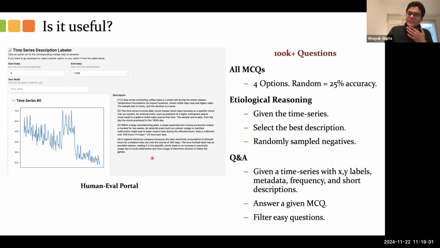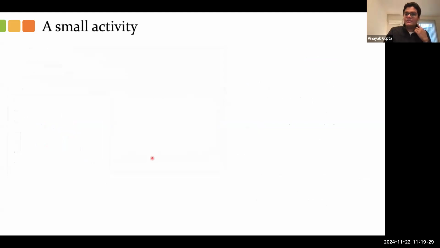The second task was Q&A. We have this description, the time series, and all this metadata. We prompt the large language model again to give us a set of MCQs for this time series. Using these MCQs, we ask humans to answer the questions, and then we compare how good LLMs are. So first things first, let's try whether we humans can answer these questions as well. This will be a very small activity, and I hope everyone would want to participate in it.